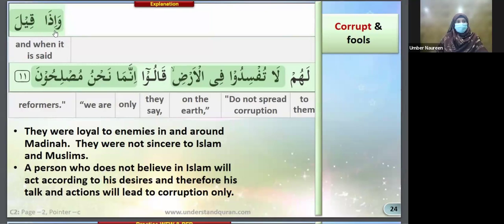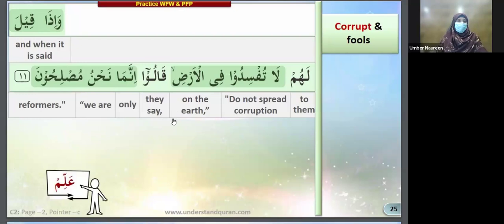We have read this concept. Around Medina, they were not sincere to Islam and Muslims. A person who does not believe in Islam will act according to his own desires, and therefore his talk and action will lead to corruption only.